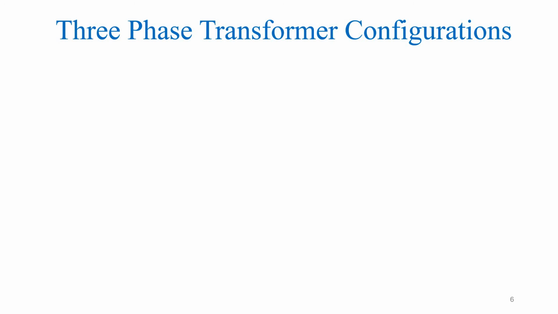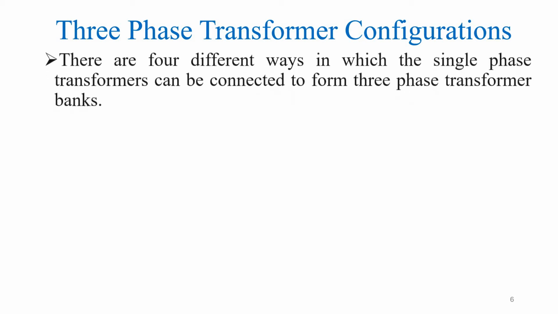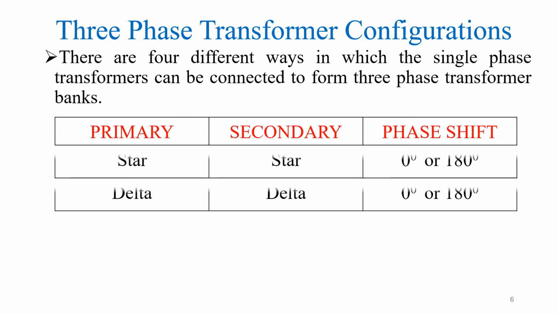Now let us see the three-phase transformer configurations. By using three single-phase transformers, in how many ways can we connect the three-phase transformers? Basically, we have four types of configurations. Two of them you can consider are the star star and the delta delta. Wherever you see these types of connections, the star star connection or the delta delta connection, the phase shift between the primary and the secondary quantities will be either 0 degrees or 180 degrees.